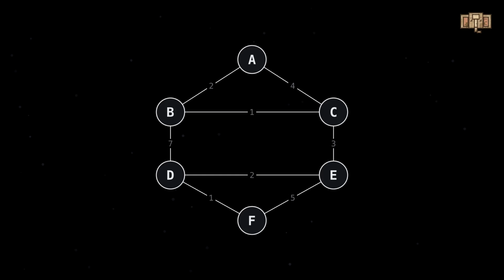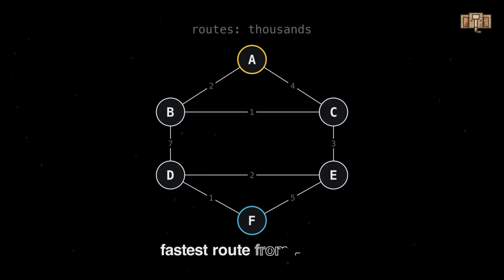Picture a map of cities joined by roads. Each road is marked with its length. We want the shortest route from A to F. On a real network, the routes number in the thousands. And yet, the answer appears almost at once. Here is how it works.